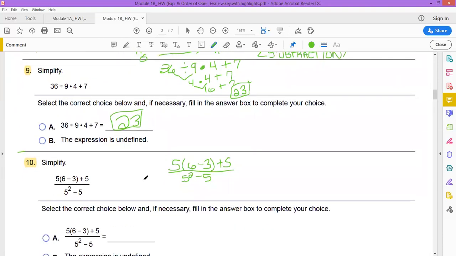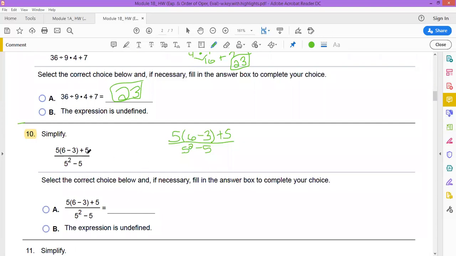Now let's look at number 10. Again, we have order of operations. Now this little bar here does mean to divide, but we have to figure out what the numerator and denominator are first before we can divide. So we're going to look at each of these terms in the numerator, figure out what the top number is going to be. We're going to simplify in the denominator, figure out what the bottom number is going to be, and then lastly, we would divide to get our final answer.